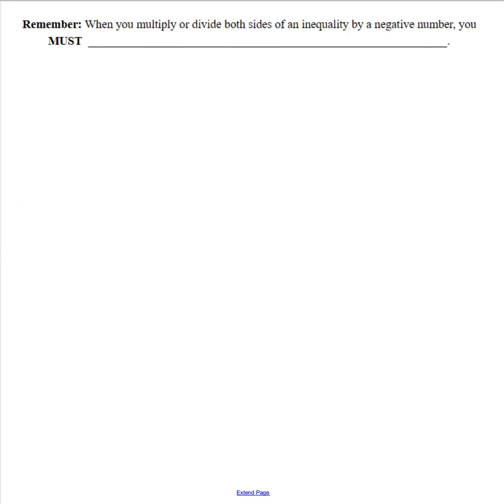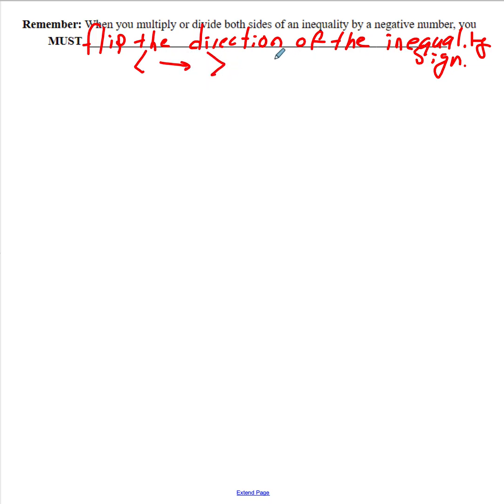Okay, so the big takeaway, just remember, and this is, again, one of the biggest mistakes people make, when you multiply or divide both sides of an inequality by a negative number, you must flip the direction of the inequality sign. Okay, so if it's less than, it goes to greater than. If it's greater than, it goes to less than. If it's or equal, you leave it or equal, but you need to remember to flip the direction of that inequality sign whenever you multiply or divide both sides of an inequality by a negative number.